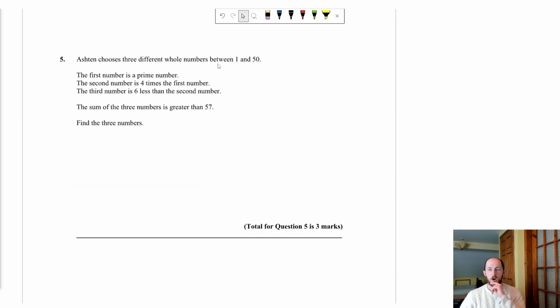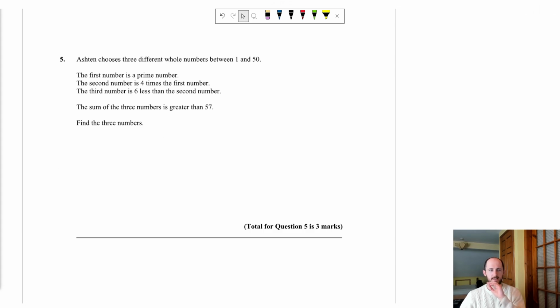Ashton chooses 3 different whole numbers between 1 and 50. The first number is a prime number. The second number is 4 times the first number. The third number is 6 less than the second. The sum of the numbers is greater than 57. Find the 3 numbers. So, here's what I would do.